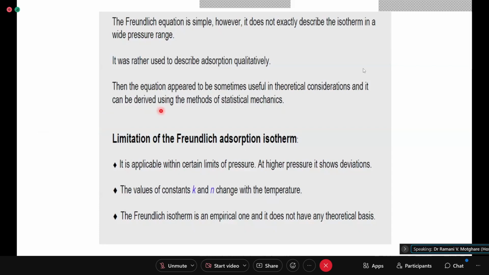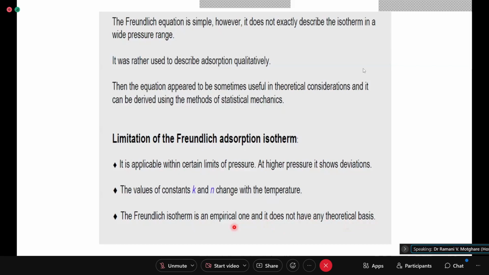It is applicable within a certain limit of pressure. At higher pressure, it shows deviation. You know that it shows saturation. The values of constants K and n change with the temperature. The Freundlich adsorption isotherm is an empirical one and does not have any theoretical basis.